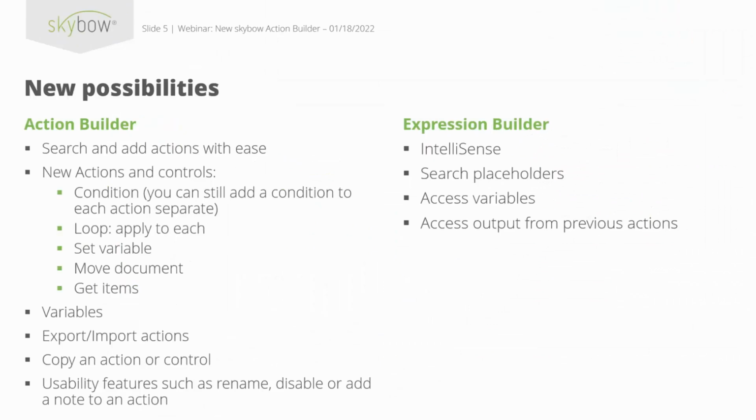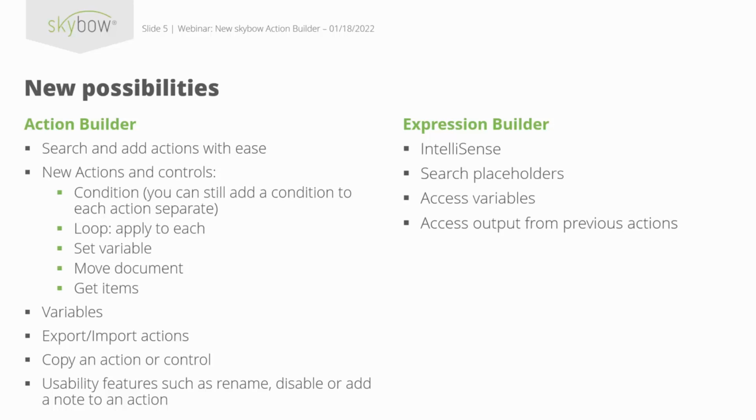So the new possibilities, that's just the list. I want to show you directly in the demo as well. So it's about the action builder and the expression builder. We have added some search possibilities, new controls, variables. We can export, import actions, copy it very easily, and other usability features. And also the expression builder in general, IntelliSense, to access variables and other outputs from the previous actions.